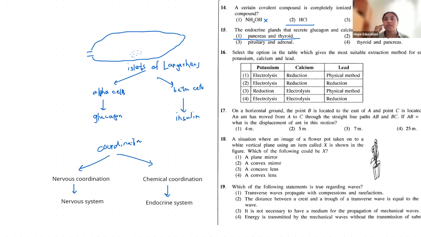Then we also talked about the thyroid gland. Thyroxine and calcitonin are secreted. Then we talked about the pancreas, which secretes hormones. Again, we talked about insulin and glucagon.